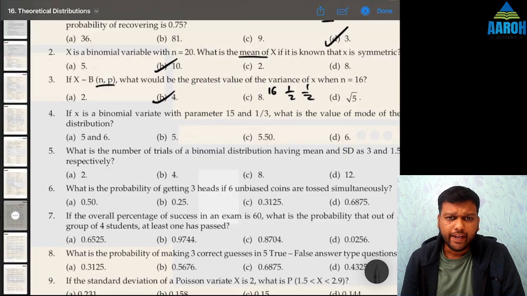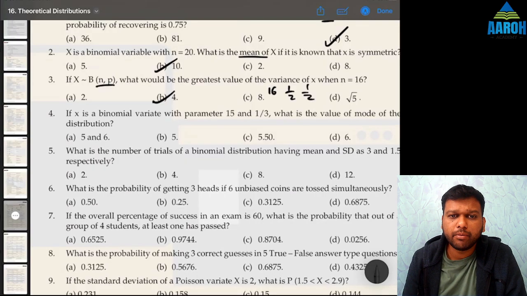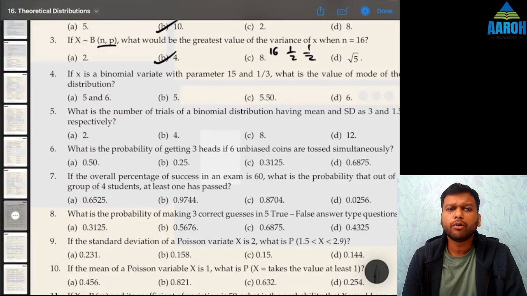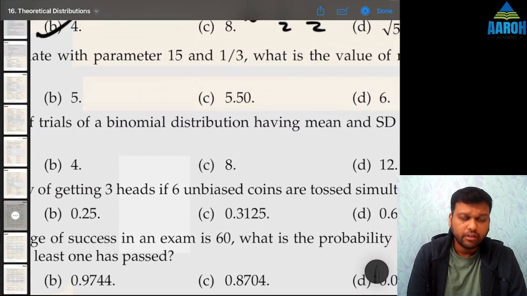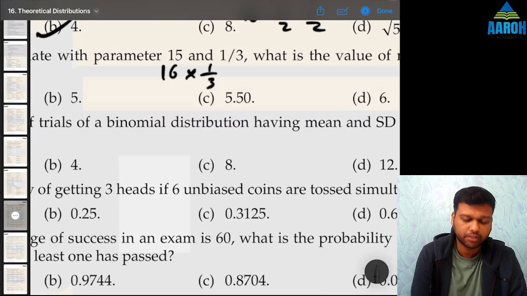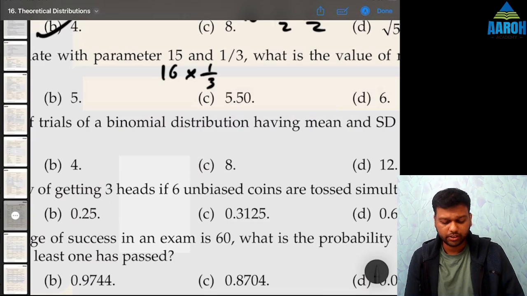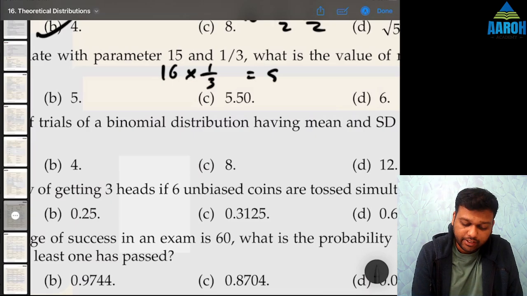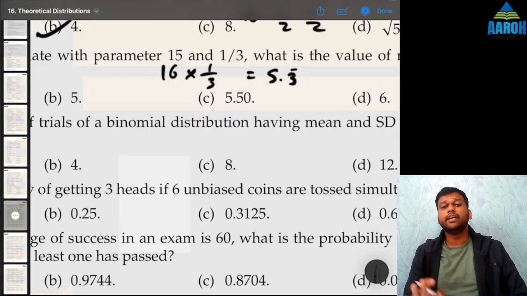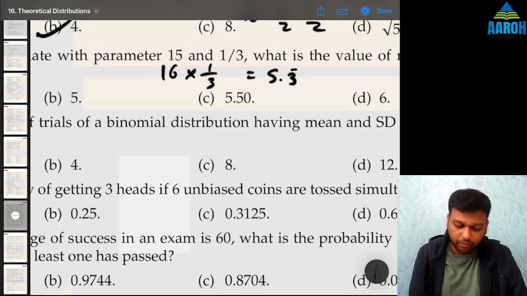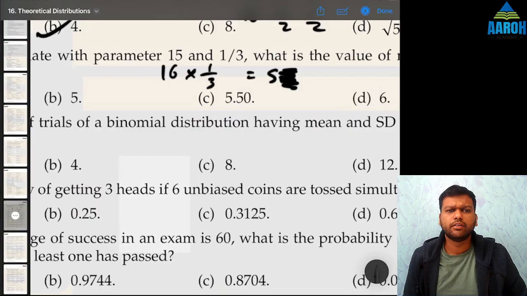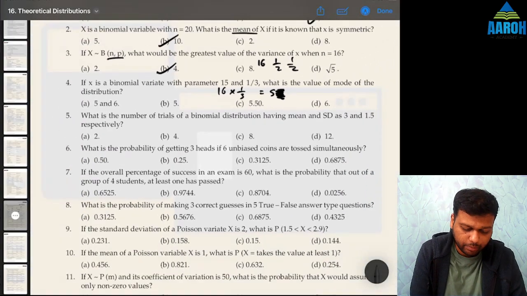Next, if x is a binomial variate with parameters 15 and 1/3, what is the value of the mode of the distribution? For mode, what process do we have to follow? We take n plus 1, that is 16. We multiply it by the probability of success, which is 1/3. What is 16 into 1/3? 16 by 3 is 5.3333. This is not an integer. If it is not an integer, then it is simple to calculate the mode. We just round down the value, so we remove the decimal part. So 5 will be the answer for the mode. Option B.